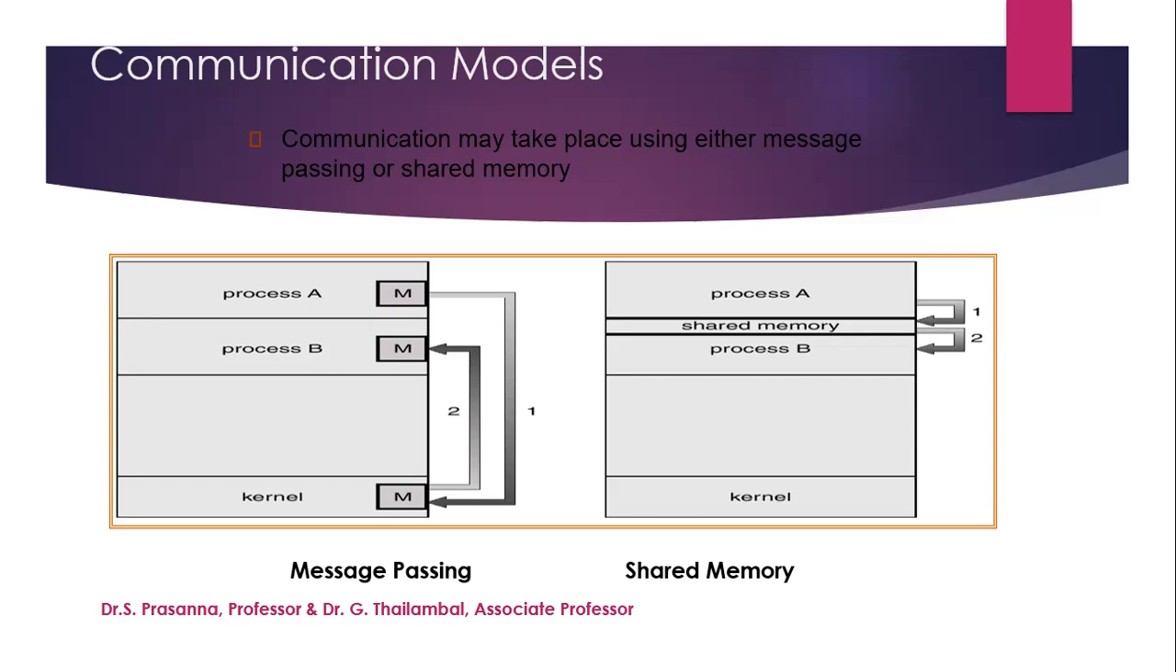What is shared memory? The kernel will be there, and two processes are executing at the same time, but the memory is the same. Process A shares the same memory, and process B also shares the same memory. From process A, M will be loaded into the shared memory, and process B will take the M from the shared memory and execute it. These are the two types of communication models in system calls.